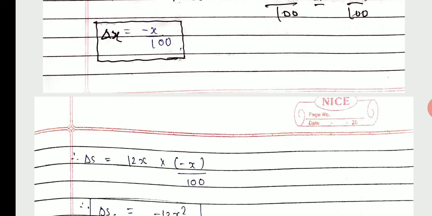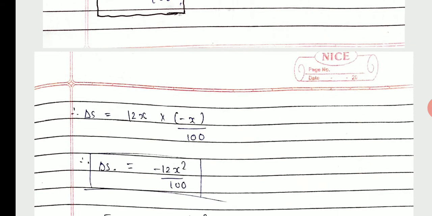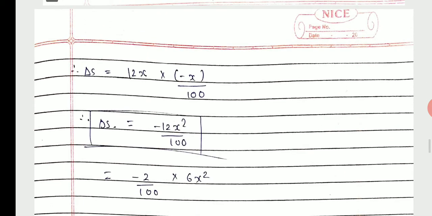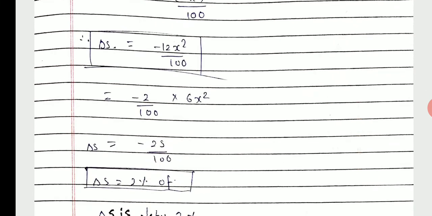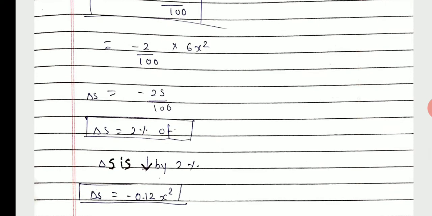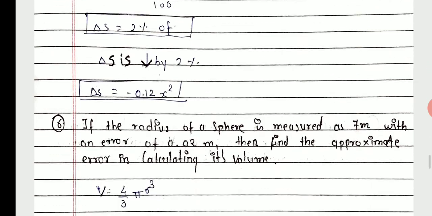Now we have ΔS = 12x multiplied by −x/100, then ΔS will be −12x²/100. Now we can write −2/100 multiplied by 6x², and 6x² is the value of S. So ΔS = −2S/100. So ΔS is 2% of S, which means S is decreasing by 2%. In another form we can write ΔS as −0.12x².